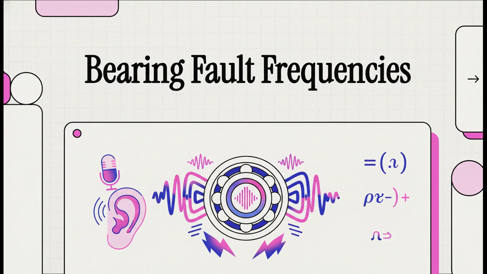All right, today we're going to do something pretty cool. We're going to decode the hidden signals, the secret language really, that's buzzing inside our most critical industrial machines. We're going to learn how to listen in on a machine's vibrations to actually predict failures before they even happen. And we'll be focusing specifically on how to calculate those all-important bearing fault frequencies using some industry-standard formulas.